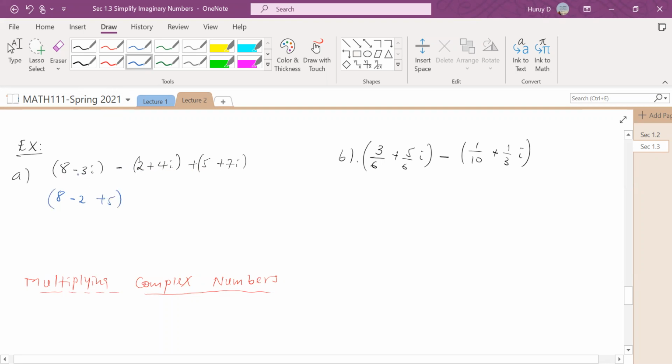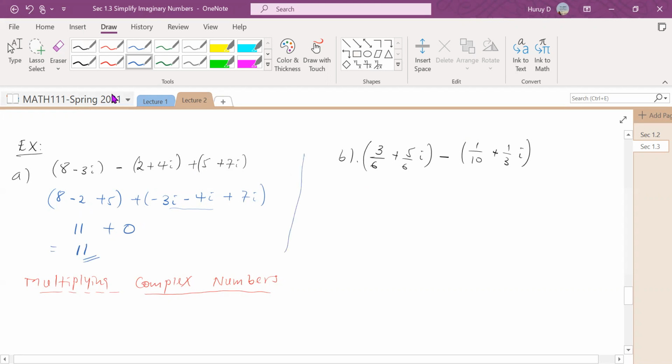And from the first term, the imaginary number is negative i. And from this one is negative 4i. And from this one is positive 7i. And then we just add this one, and we get 11 plus, and here we have negative 3i minus 4i, this is negative 7i, plus 7i, this is 0. So we have just 11.